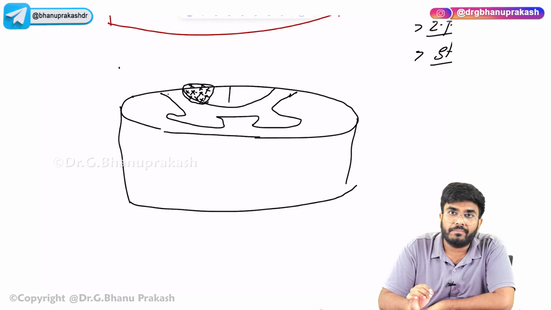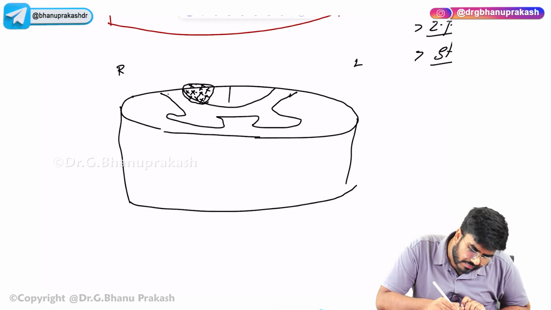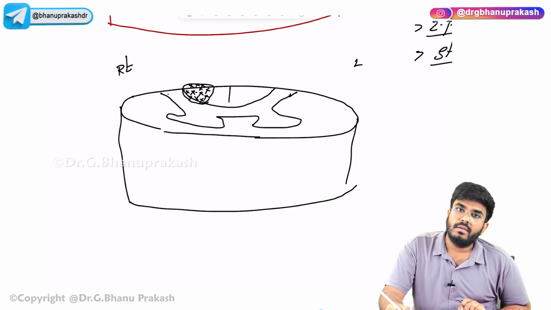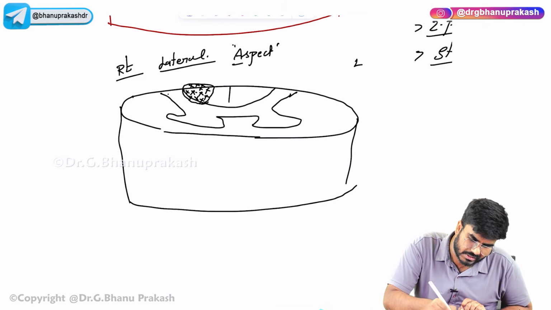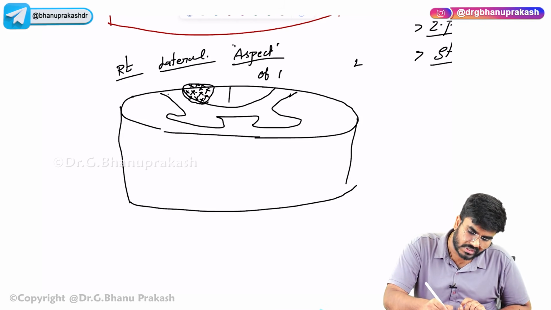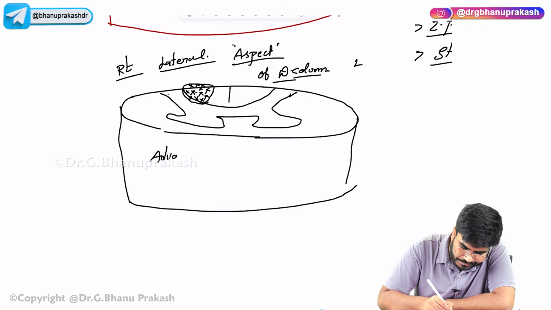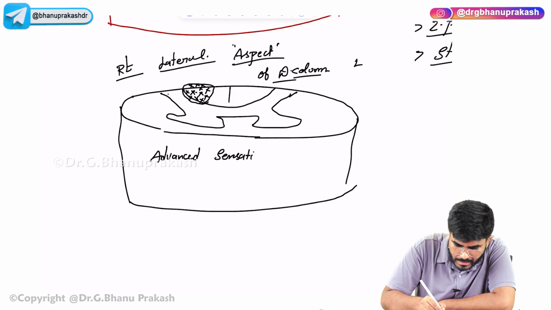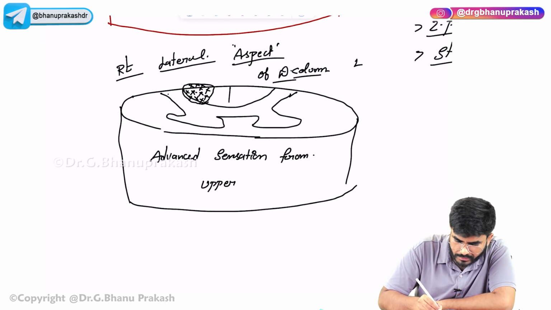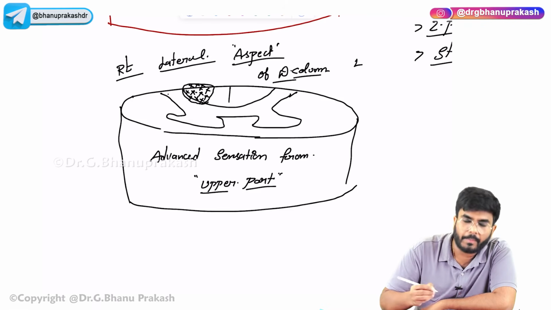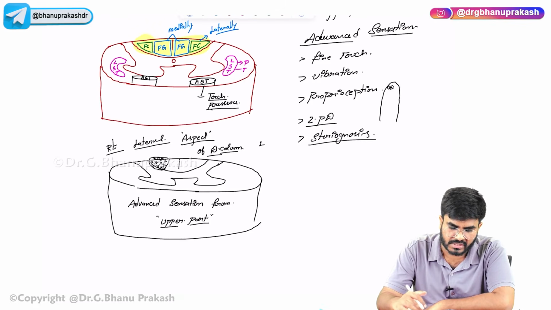Now you tell me, this is the right side, this is the left side. Anatomically, you are just looking from the anterior side. So this part of the spinal cord is damaged: the right lateral aspect of the dorsal column is damaged. Now tell me which sensations will be lost? Advanced sensations will be lost from the upper part of the body, from the upper limbs. What are the advanced sensations? I gave the list: fine touch, vibration, proprioception, 2-point discrimination, and stereognosis. These are the advanced sensations that are going to be lost.